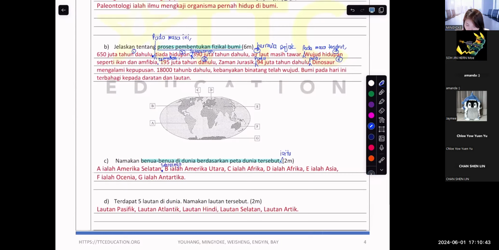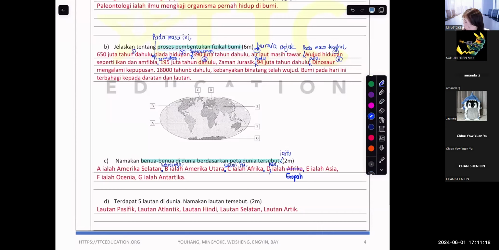Seterusnya B ialah Amerika Utara. Full stop. Selain itu C ialah Afrika. Full stop. D pula ialah... C is Africa. D is Eropa. Sorry, guys. Can you correction? Sorry. Correction, guys. D is Eropah.